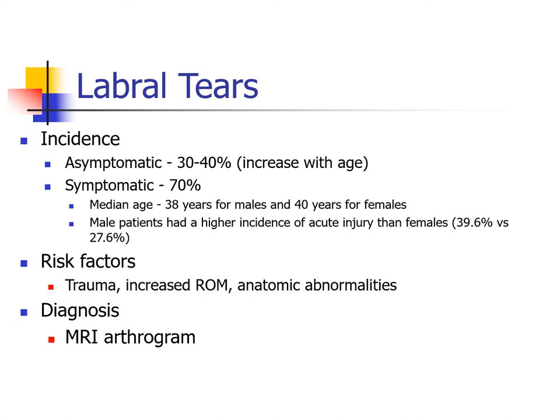And it looks like male patients actually have a little bit of a higher incidence of acute injury than females. In terms of risk factors, trauma is likely going to be a key for individuals to sustain a labral tear. And if individuals have generally increased range of motion at the hip, that also appears to be a risk factor as well. And anatomic abnormalities, especially like we may see with femoral acetabular impingement, right, that's also going to be a risk factor for symptomatic labral tears. And to diagnose these, the gold standard is really going to be MR arthrograms, and we'll talk about that more in the slides that follow.